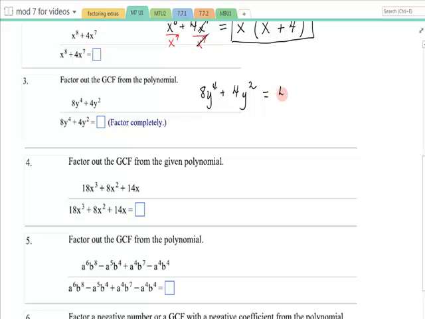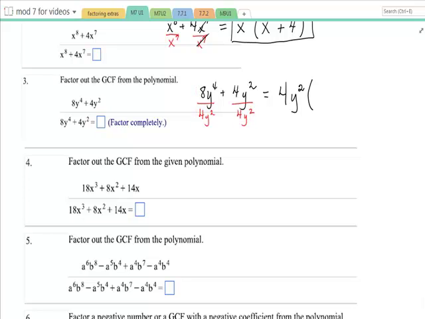So if I factor out a 4, now I look, do they both have y's? Yes. What power of y can I take? I can take no more than the low one. So I put y to the 2nd. To determine the rest of the other factor, it's as if I am dividing by that common factor.